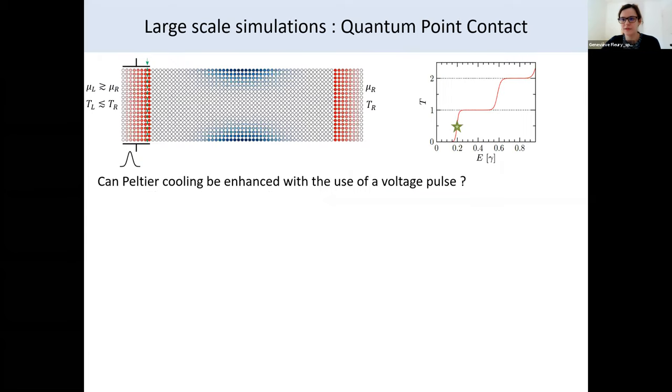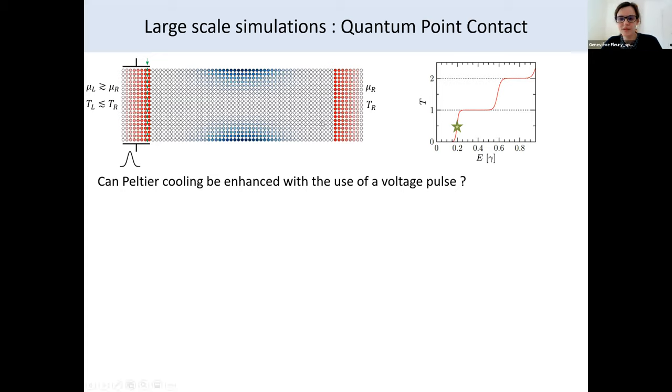And so now, I will end my talk by showing you this example of application in a larger system, a quantum point contact. So here you see the confining potential in a nanoribbon connected to two leads. And here you see the transmission function calculated with Kwant, which shows some quantized steps as expected.